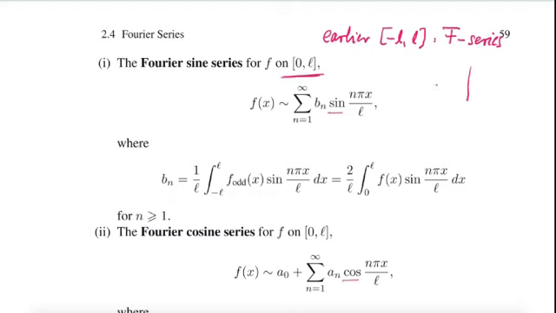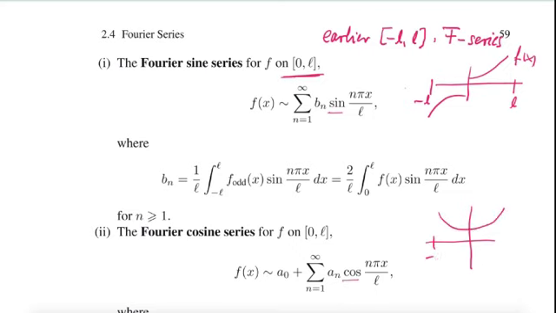So in this case, let's say this is my function f of x. I can do the odd extension, and then let's call this minus L and L. If I do the odd extension, I get the sine series. If I do the even extension, this function and then this from minus L to L, then I get the cosine series.